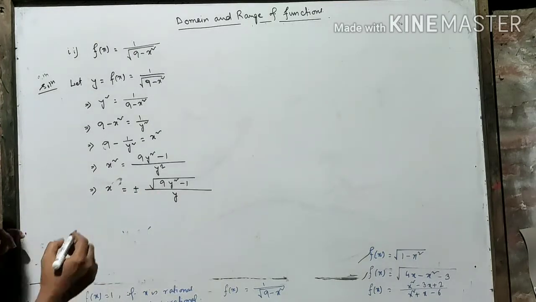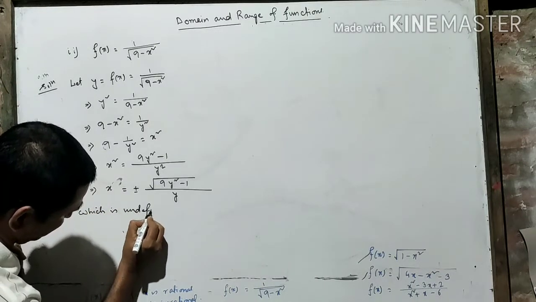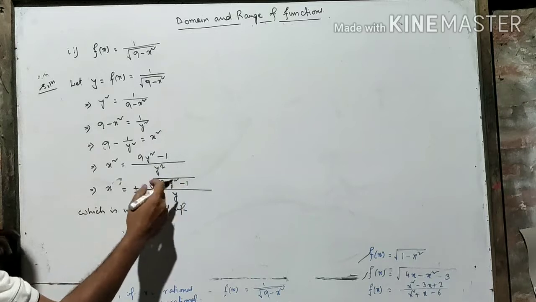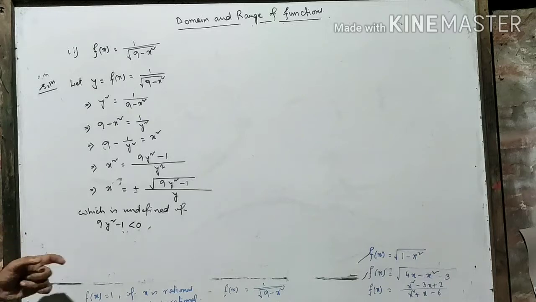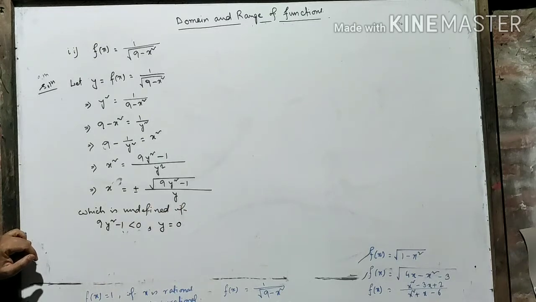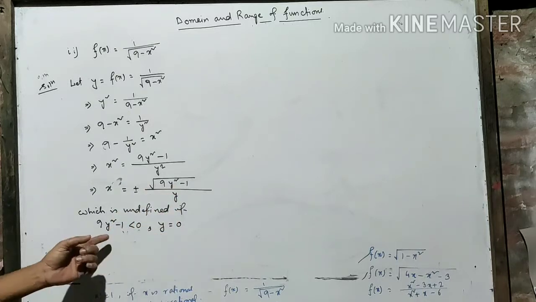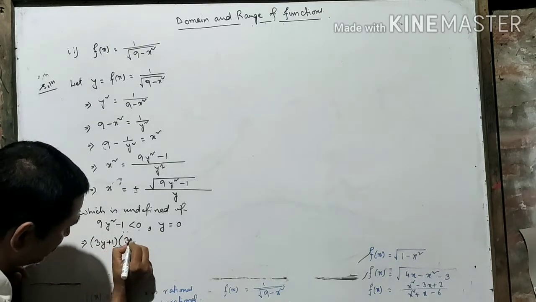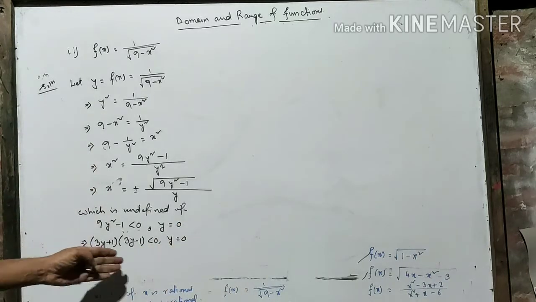So this will be undefined. When is it undefined? Here is a radical sign, so it will be undefined if 9y square minus 1 is less than 0. Again, y is in the denominator, so it will again be undefined if y equal to 0. Now you have to factorize it: (3y plus 1)(3y minus 1) less than 0, y equal to 0. For both the conditions, the function will be undefined.